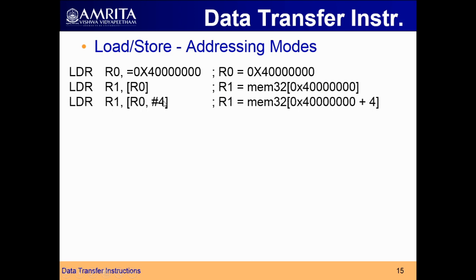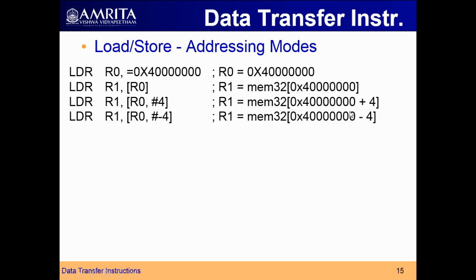In this case, what will happen? The base address will be incremented by an offset known as 4. So the base address will be added with the offset of 4, and one word present in that updated address will be moved on to R1.